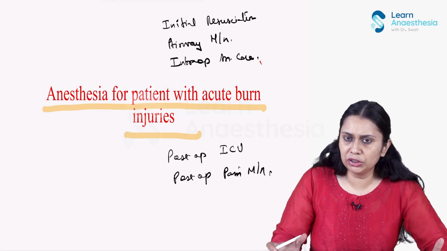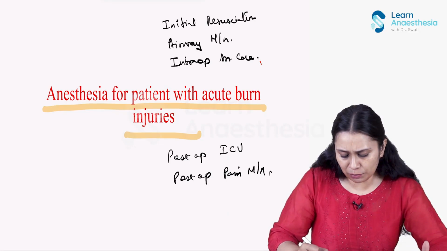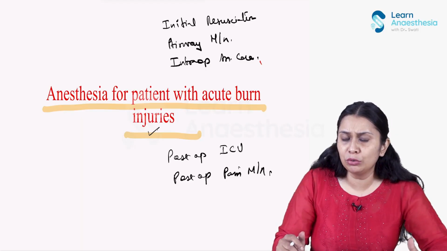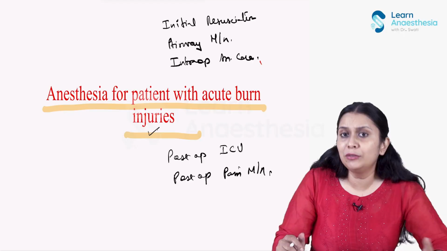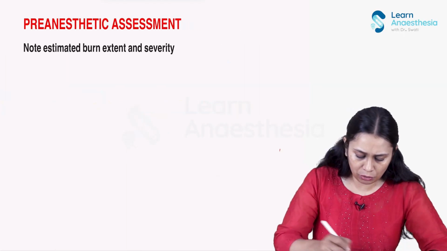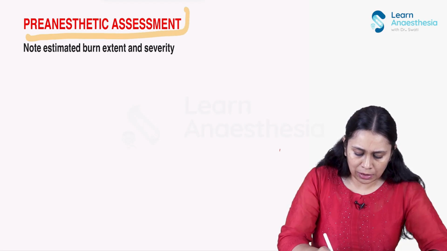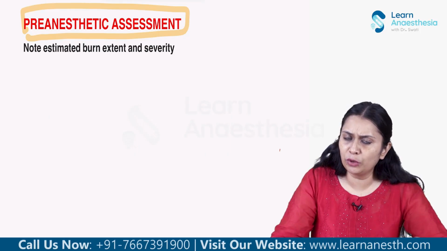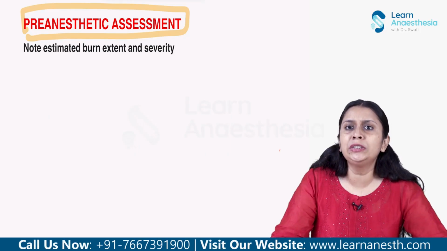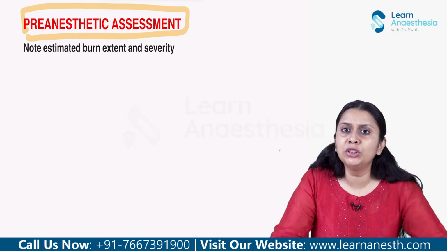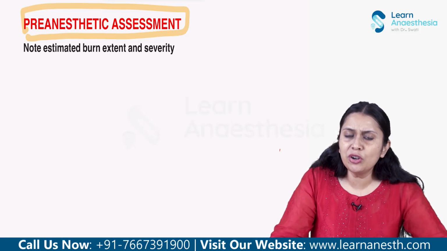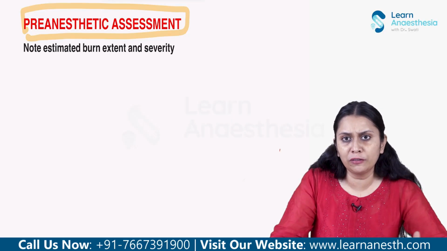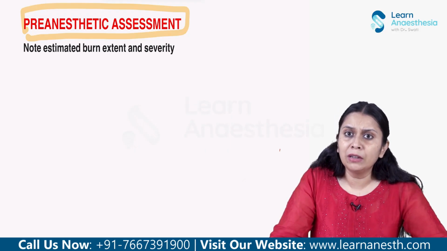So let's start our discussion: whenever a patient with acute burn injury is posted for some surgery, what are the important things that we have to see in pre-anesthetic evaluation? Whenever a burn patient is posted for any surgery, the first thing we need to see is the extent of burn injury and its severity, because major burn has severe implications on the cardiovascular physiology of the patient, and we need to consider them before taking these patients.